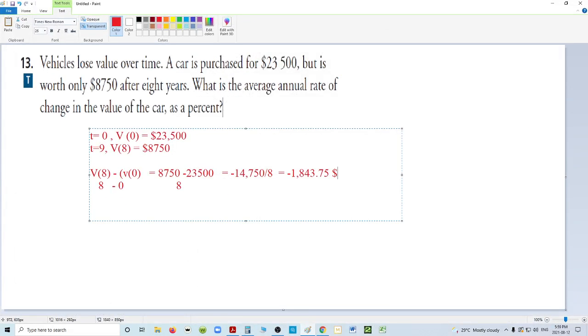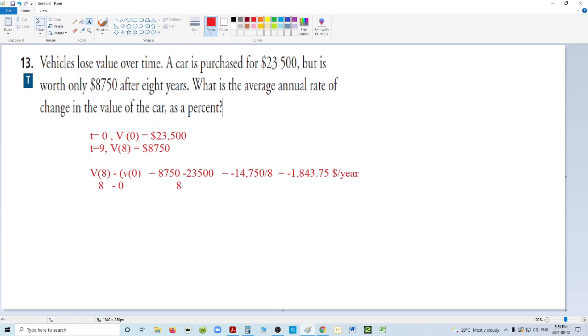So it depreciates that many dollars per year. So the question is, what is the average annual rate of change in the value of cars as a percentage? How would you calculate the percentage now? We have to go back and look at the value of the car and look at how much you're losing as a percentage of that value of the car. So it would be this number divided by that number times 100.